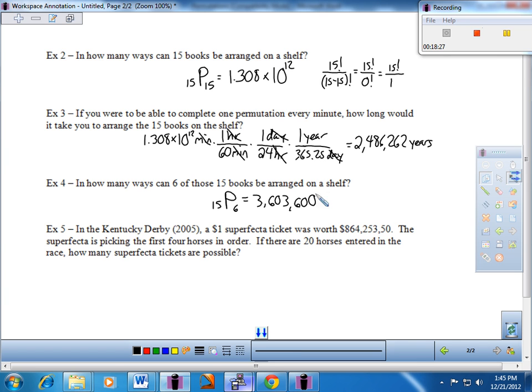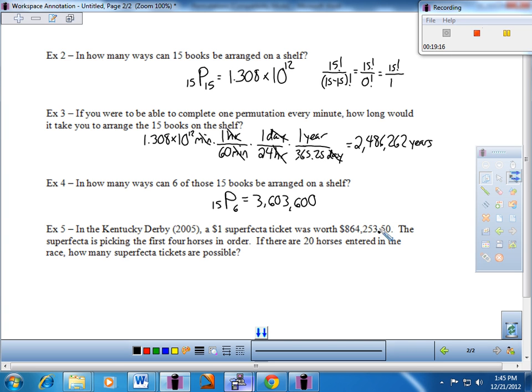This one's pretty fascinating actually. So here's the deal with this. In the Kentucky Derby in the year 2005, you can buy what is called a superfecta ticket, and it's common to buy a $1 superfecta ticket. And I'll explain that in just a sec. But a $1 superfecta ticket, if you got it right, paid out $864,253.50. Let's put a little decimal right there, 50 cents on that.